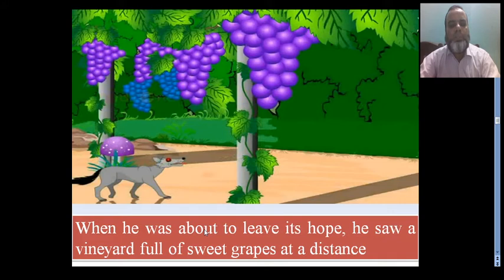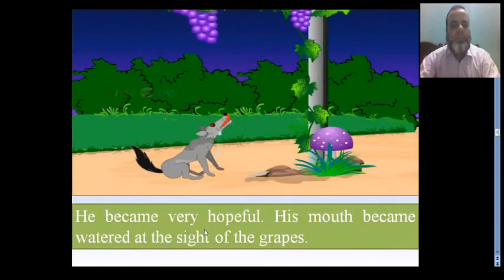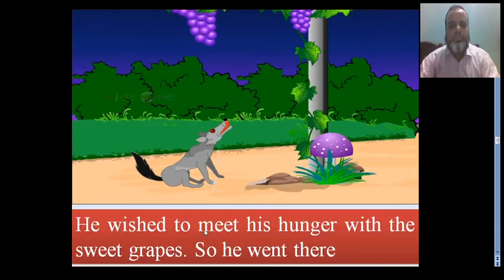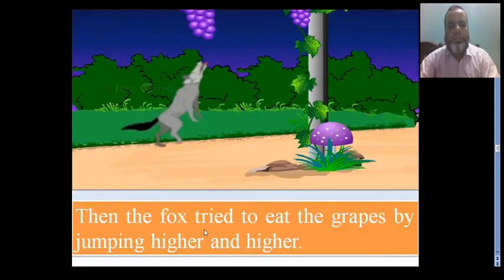At this moment, he saw a vineyard nearby, and he wished to satisfy his hunger. He became very hopeful. His mouth became watered at the sight of the grapes. It is very clear that whenever he saw the vineyard and the grapes hanging there, his mouth became watered. Then he wished to meet his hunger with the sweet grapes. So he went there.